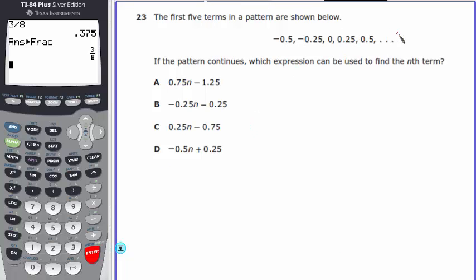Okay, this question here, off the bat, I see these 3 dots right there. I see the multiple choices have the letter N. And the problem is saying if the pattern continues, which expression can be used to find the nth term. So if you see these 3 dots over here and you notice the multiple choices has letter N, you can use the calculator to help you. But first of all, you need to build the table. We need to set the stage.